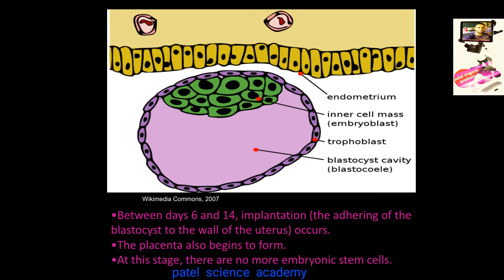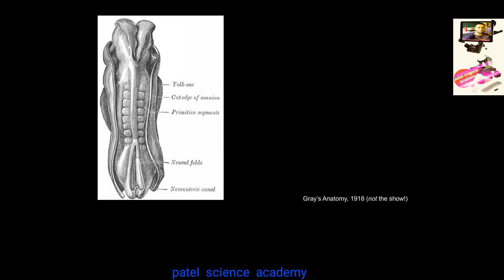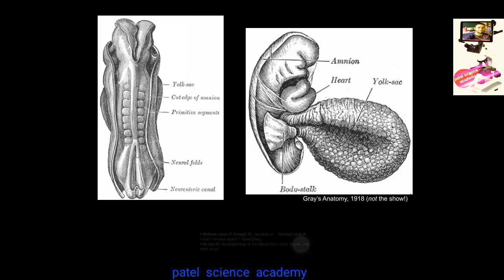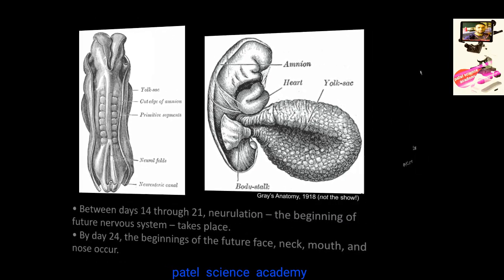Now between day 6 to 14, implantation, that is adhering of the blastocyst to the wall of the uterus, occurs, and the placenta also begins to form, and at this stage there is no more embryonic stem cell. Then the further development takes place, that is, between day 14 and 21 neurulation, the beginning of the future nervous system, takes place. By day 24, the beginning of the future face, neck, mouth and nose occurs.